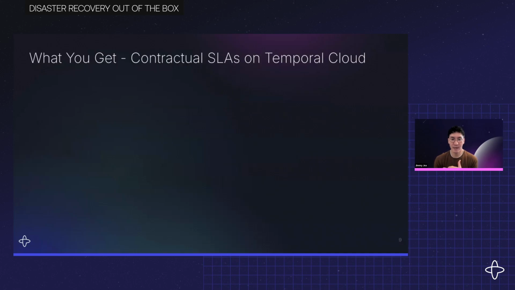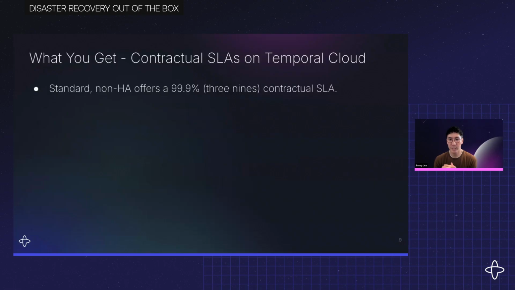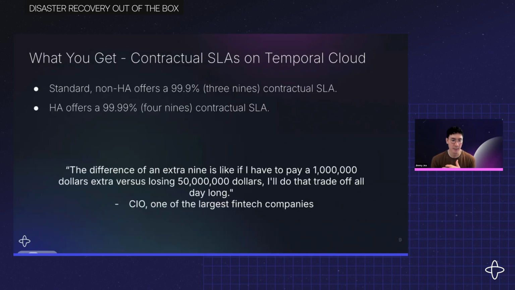So what you get with contractual SLAs on Temporal Cloud: with standard non-high availability, we offer three nines of contractual SLA. With high availability, we offer four nines of contractual SLA. And this is a quote from a CIO of one of the largest fintech companies: "The difference of an extra nine is, if I have to pay $1 million versus losing $50 million, I will do that trade all day long."